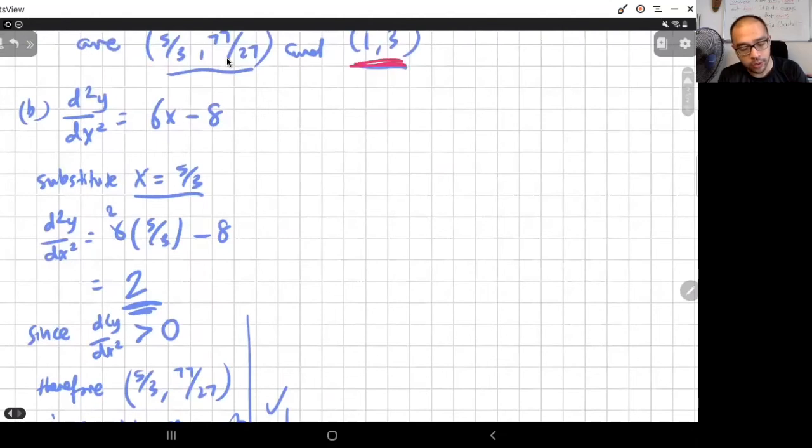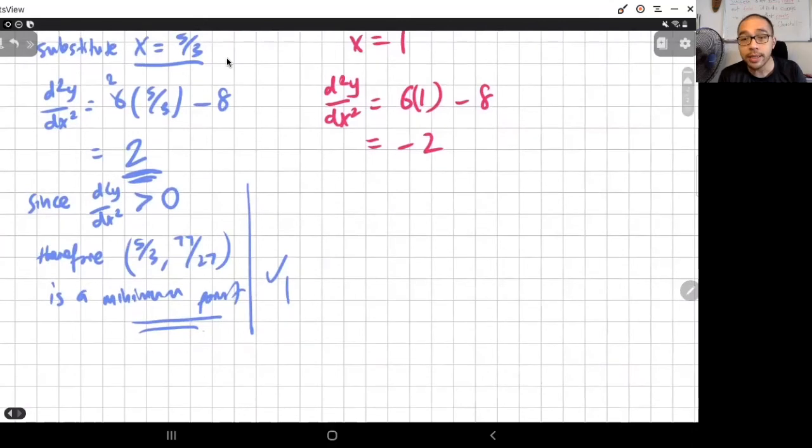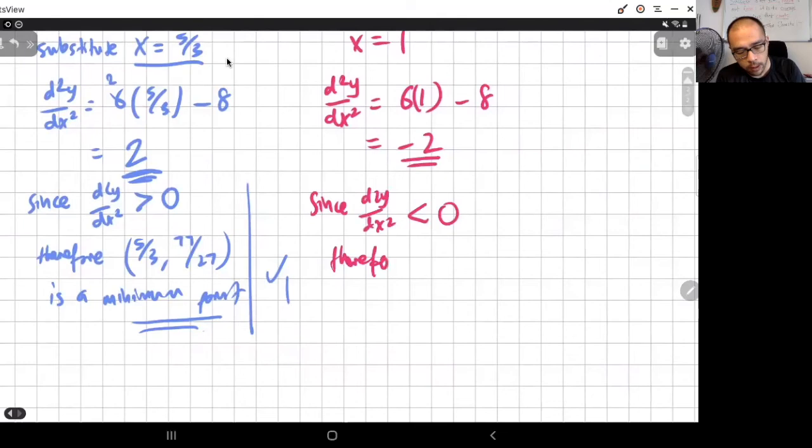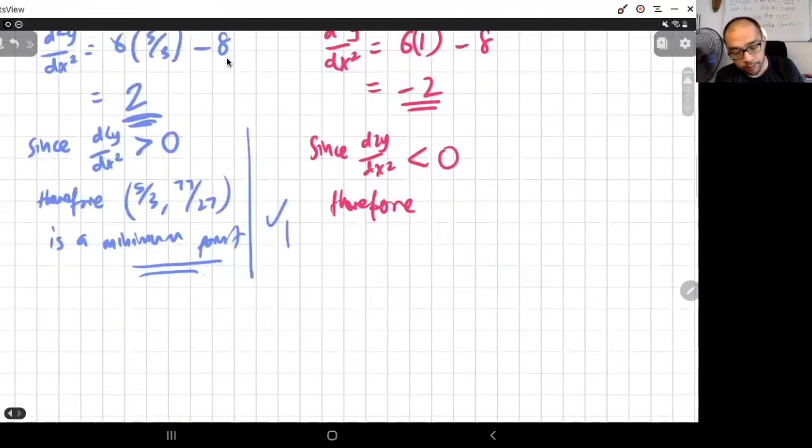The other point is x equals 1. Substitute x equals 1. So d2y/dx2 equals 6 times 1 minus 8, which will be negative 2. Then you write the same sentence again, except that since the number is less than 0, since d2y/dx2 is less than 0, therefore the point 1 and 3 is a maximum point.